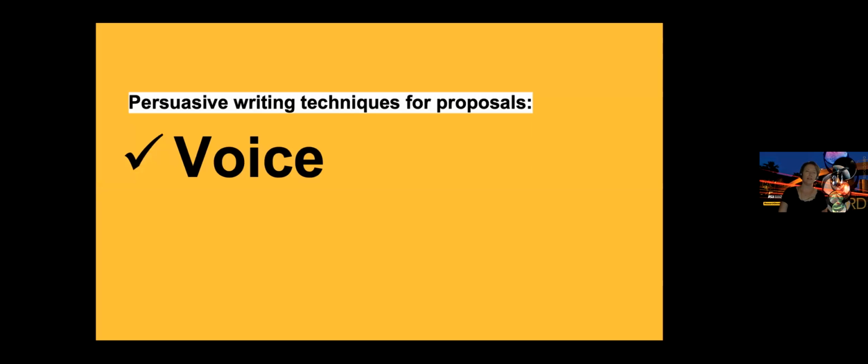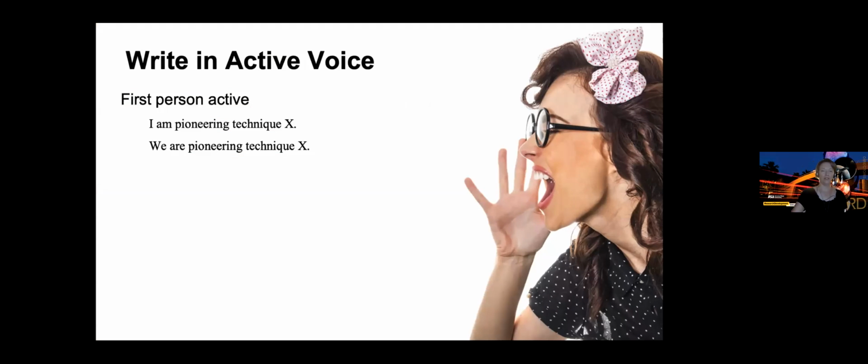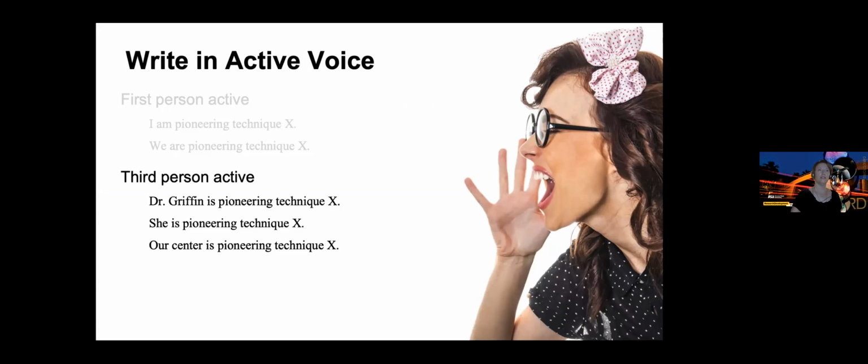So there's two parts of persuasive writing techniques that we're going to cover: voice and leading with the benefits, but that's next. So voice is the first part. Writing in active voice connects you with the reader. You can picture yourself there. You're a peer, you're in the story. So first person active is I am doing this. We are doing this. So it's here, right? Third person active, it's separate from the reader. You're going to talk about myself in the third person. Miss Farmer is giving a presentation on proposal writing, and that would be me writing this proposal. So it distances you from the action.